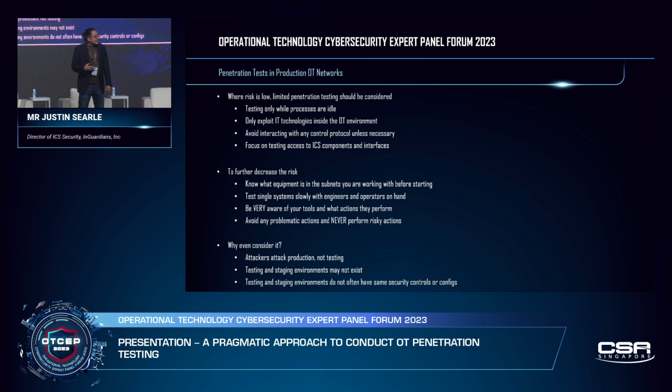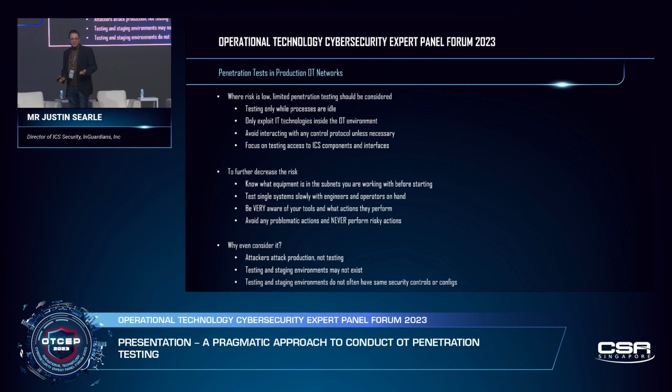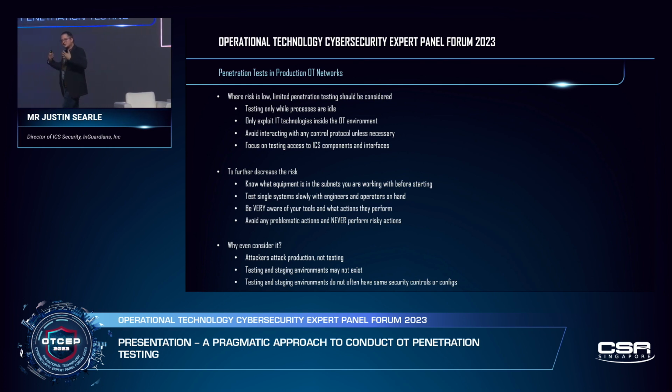So, some recommendations. If you choose to do a penetration test in a production environment, here are some recommendations to help be a little more secure in how you're doing it. Number one, only test the equipment in the production environment when the devices are in some type of idle mode. If you're in manufacturing, don't test the equipment while you're producing products. If you are in a power generation plant, don't test that plant when it's actually providing power to the grid.